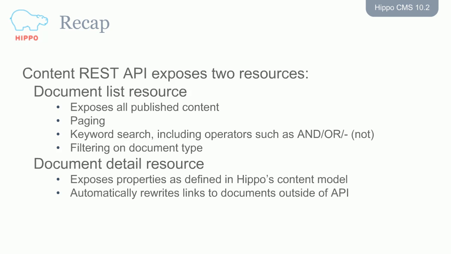Last but not least, the document detail resource also does pretty advanced content rewriting for links that are either cross-channel or that move from a link from a document that is exposed over the Content REST API to a document that might not be exposed or might be exposed over a different channel. So more about that again in the documentation.